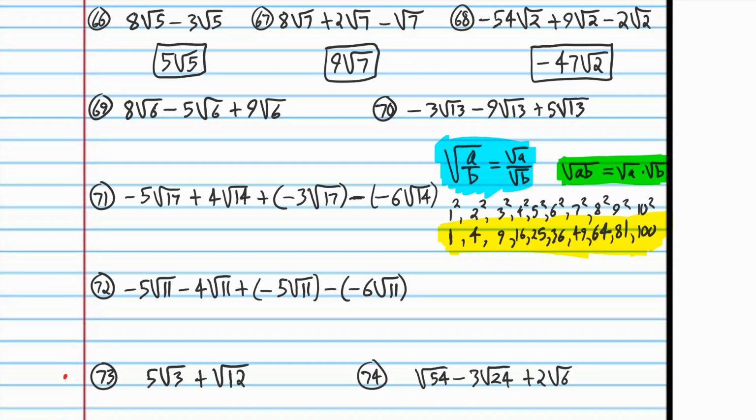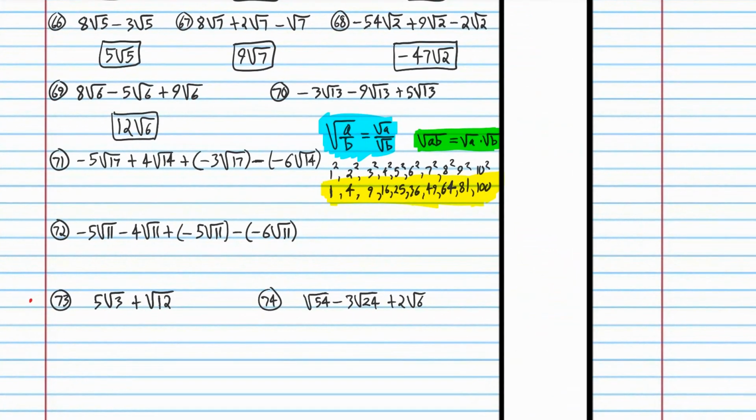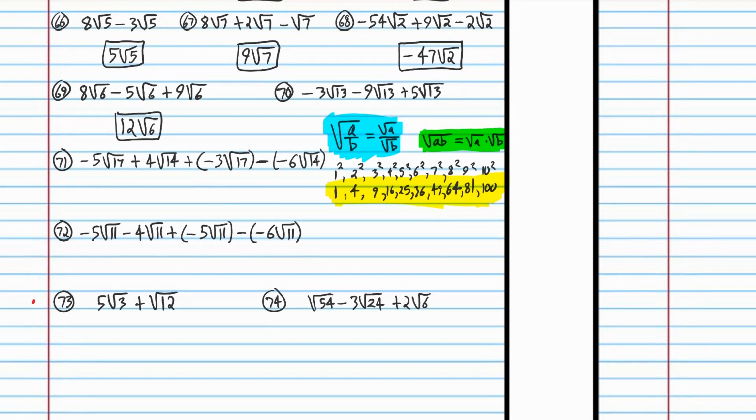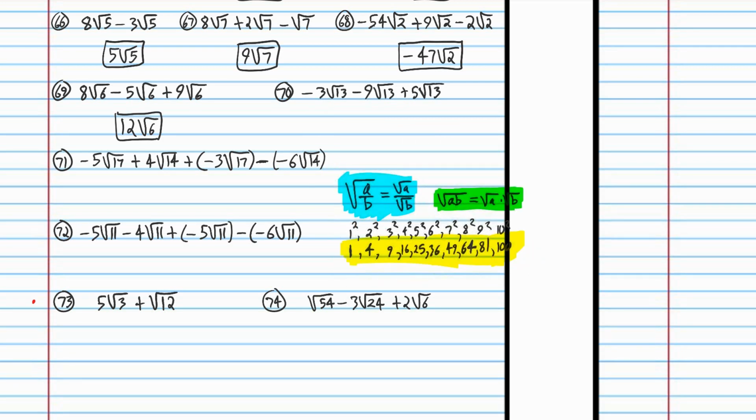Try number 69, and when you come back, we'll do it together. All right, we're back. 8 minus 5 is 3. 3 plus 9 is 12. So that would be 12 root 6. Try number 70, and when you come back, we'll do it together. All right, we're back. So negative 3 minus 9 is negative 12. And negative 12 plus 5 is negative 7.